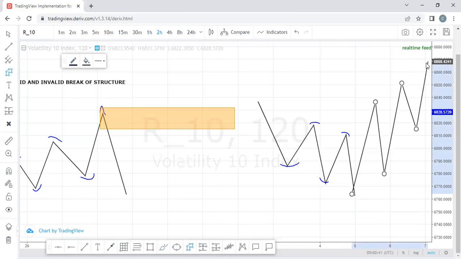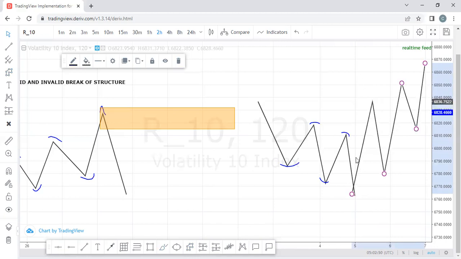So for the market to be a valid BOS, number one, you must obviously take out this high. As long as the market doesn't take out that high, it is not a higher low. So now that the market continues ranging maybe down here, it is not a BOS yet.